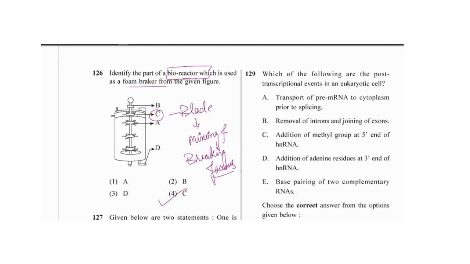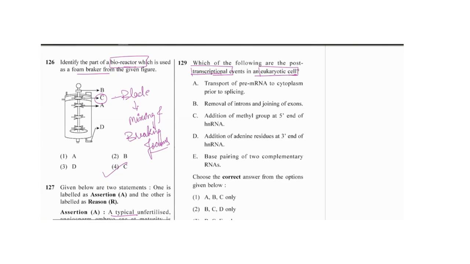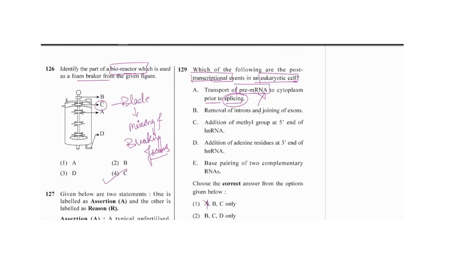The next is which of the following are post-transcriptional events in eukaryotic cells. Post-transcriptional means what happens after the transcription among these. So we have to read it properly and then find out the answer. The transport of pre-mRNA to the cytoplasm prior to splicing: after splicing it can go to the cytoplasm, before splicing it cannot go. So A should not be there. Removal of the introns and joining of the exons is correct. That is actually the splicing process, which happens after the transcription. Before that, it cannot leave the nucleus.